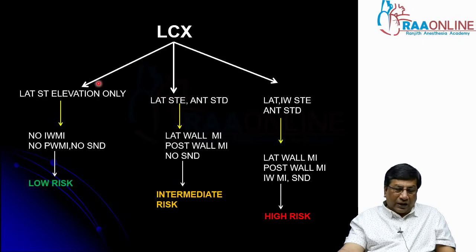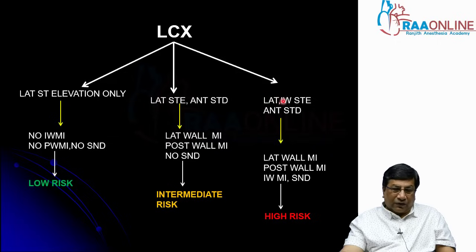Then how to risk stratify a patient with circumflex infarct? If you have only lateral wall infarction, without posterior wall infarction, without sinus node disease, no inferior wall infarction, it is a low risk. Only lateral wall is involved. Whereas if you have lateral wall ST elevation and anterior ST segment depression, this patient, in addition to lateral wall infarction, has got posterior wall infarction. So this is an intermediate risk. The patient may not have sinus node disease.